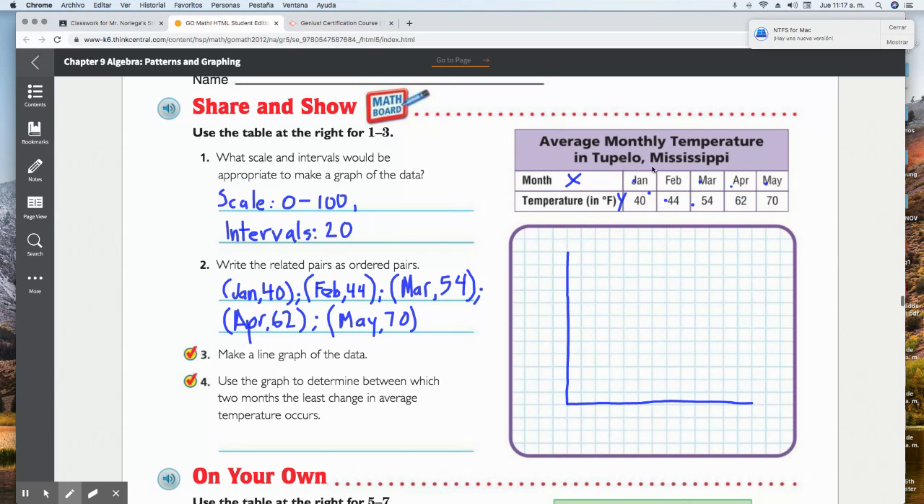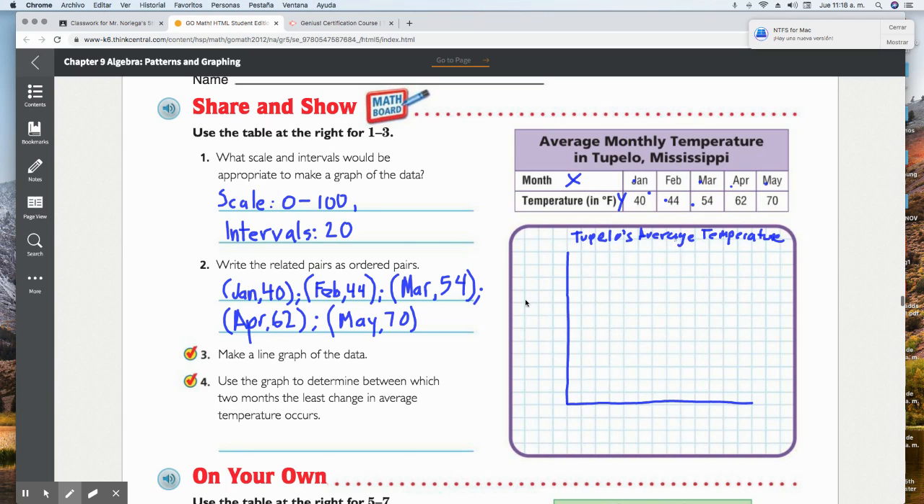I'm just going to say Tupelo's average temperature. If you want to write the same title from the table, go ahead. If you want to write the same thing, you can write it. I'm just going to write it differently this time.